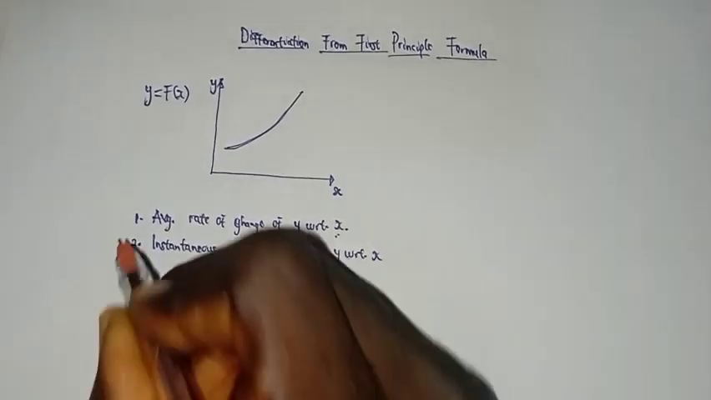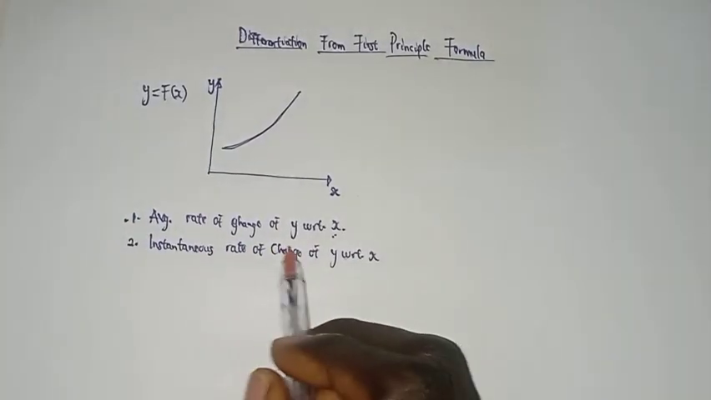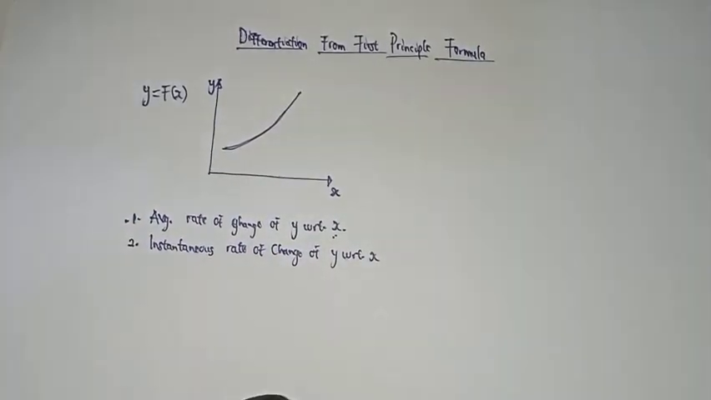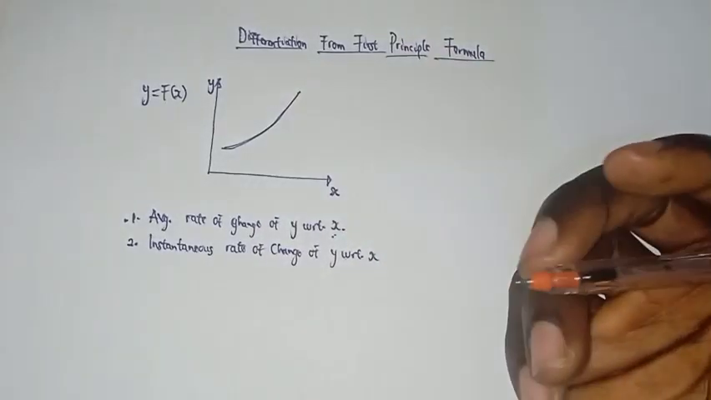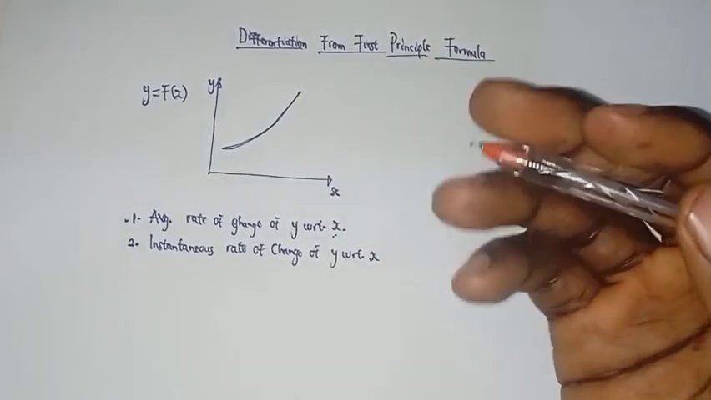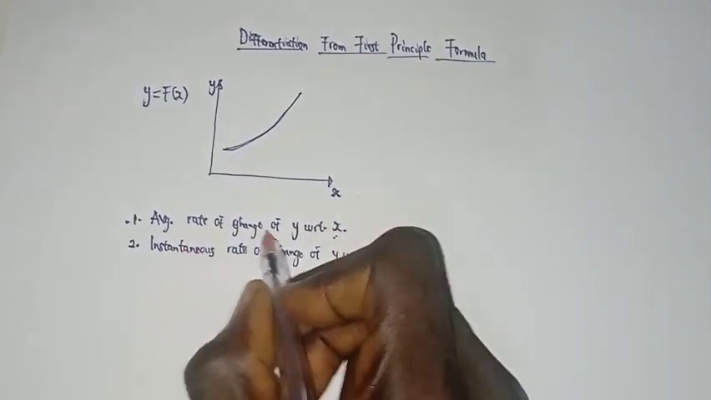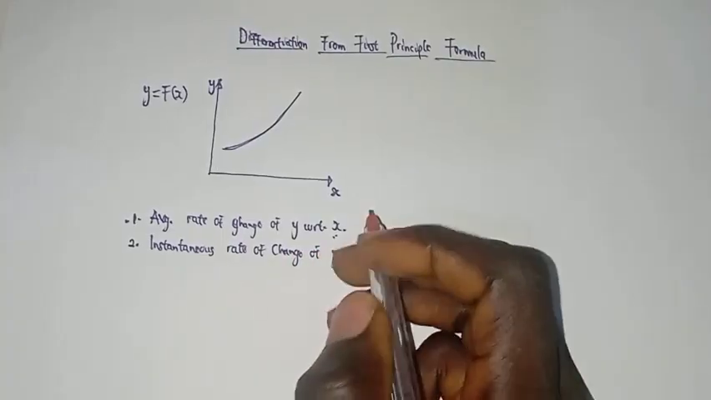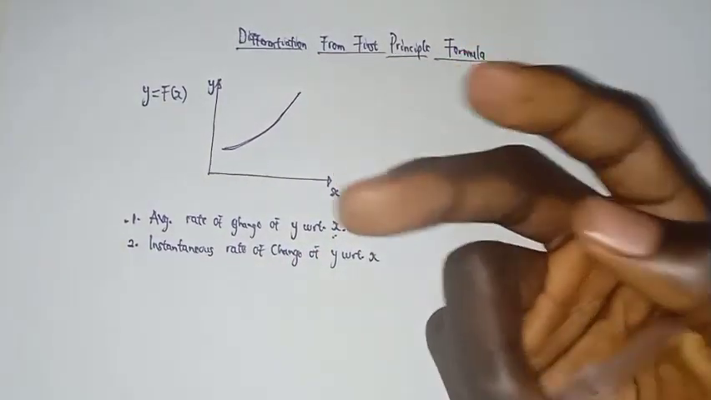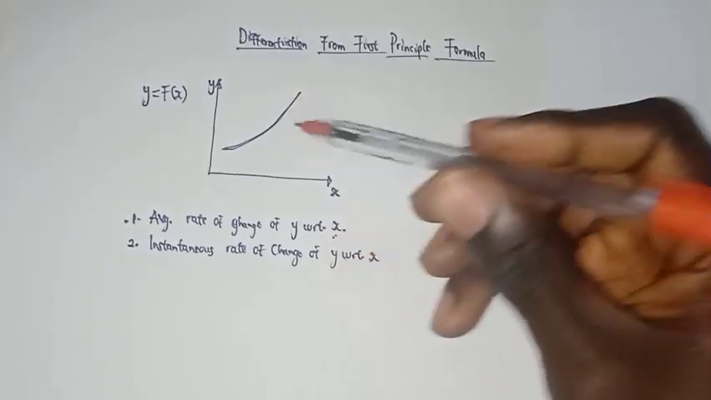Okay, so let's start with the first one. The average rate of change of y with respect to x. Now we know that to get the average of something, we need two or more points, right? So in this case, to get the average rate of change of y with respect to x, we need at least two points on this graph.